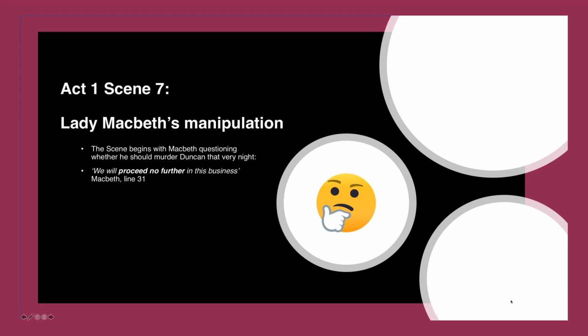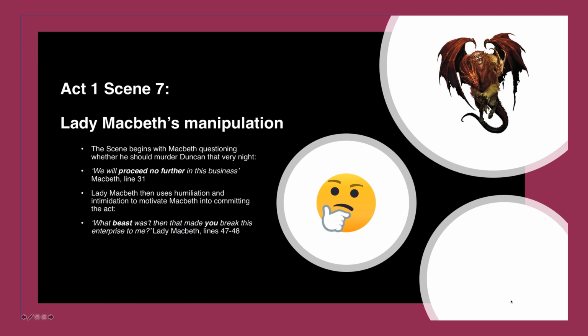In response to this, Lady Macbeth uses such tactics as humiliation and intimidation to motivate Macbeth into committing the act. For example, she says, "What beast was it then that made you break this enterprise to me?" This suggests that surely some otherworldly being would have put forward such an idea, not a mere man, a pathetic man, as Macbeth is coming across in this very scene. Notice the pronoun "you" as well, that she's putting the blame and the pressure on him himself.